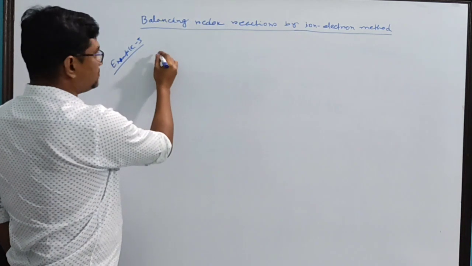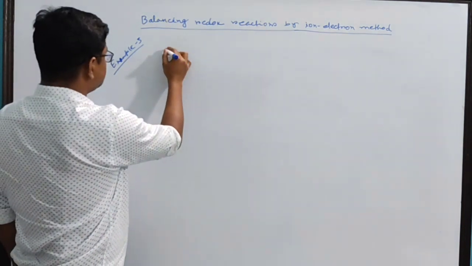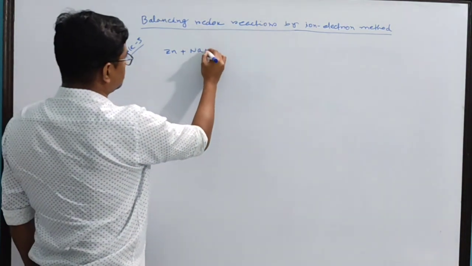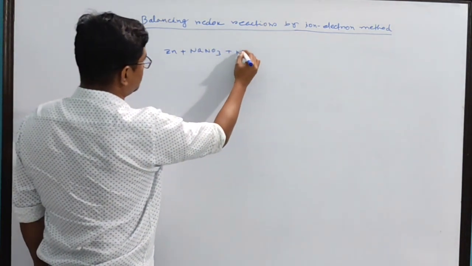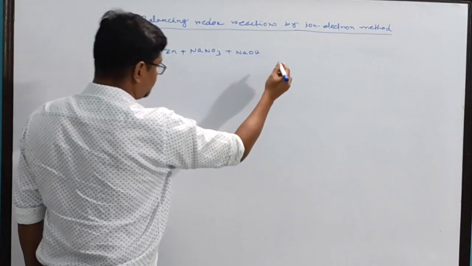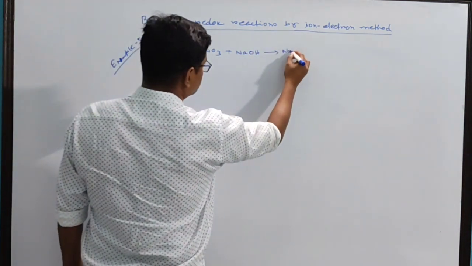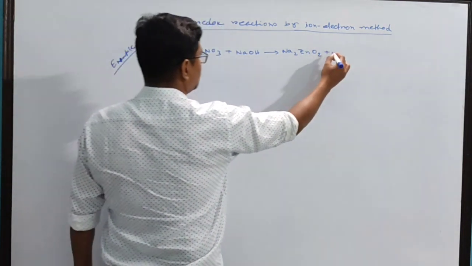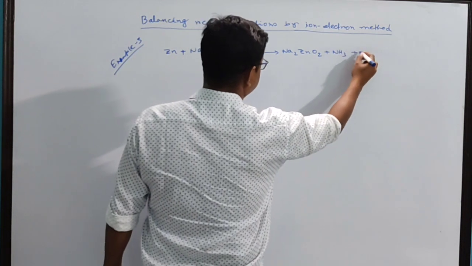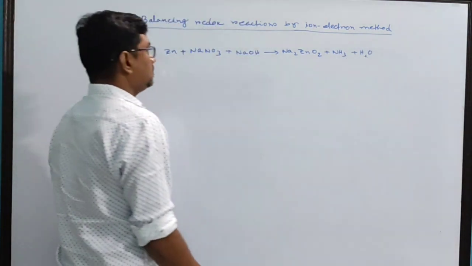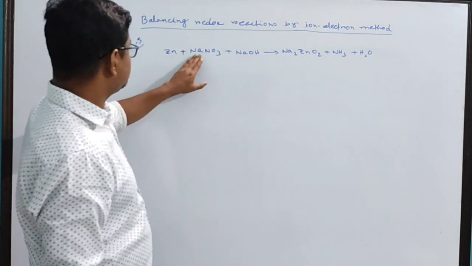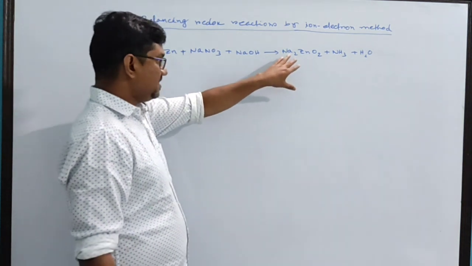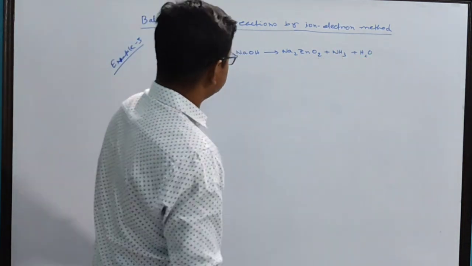Here we will deal with a reaction. The reaction is Zn plus NaNO3 plus NaOH giving Na2ZnO2 plus NH3 plus H2O. Okay, so zinc is reacting with sodium nitrate in presence of sodium hydroxide to give sodium zincate, ammonia and water.